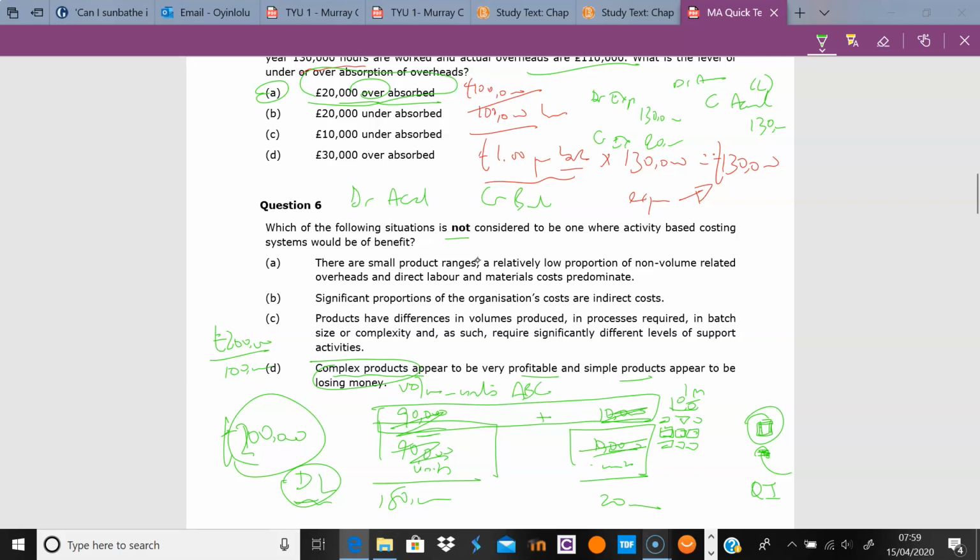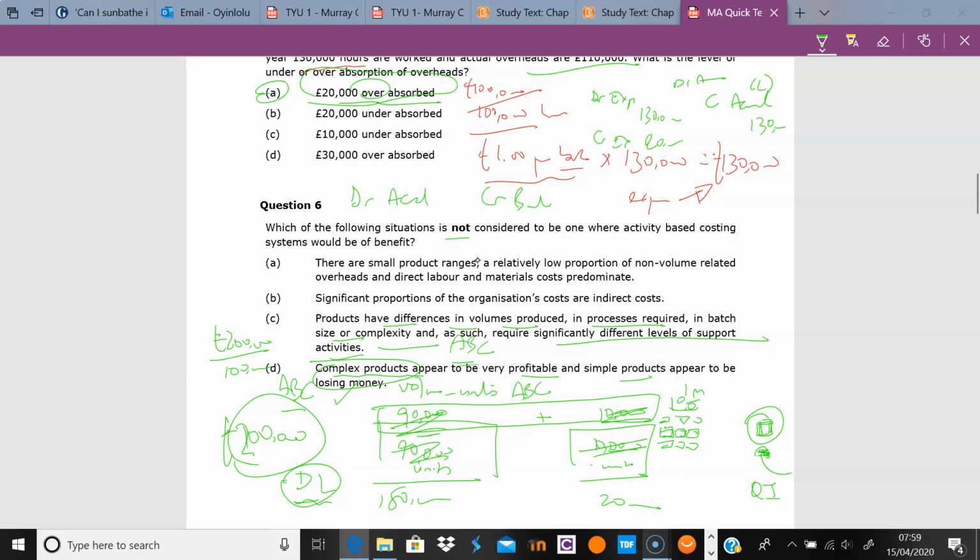This question says not, so it's not this one. Here I need ABC. Products have differences in volume, in processes, in batch complexity, significantly different levels of support. This is what quality inspections, batches, setup costs, and differences in volume are about. So different volumes, different things. You really want to break down those costs clearly and see what's going on here. So here I need ABC.